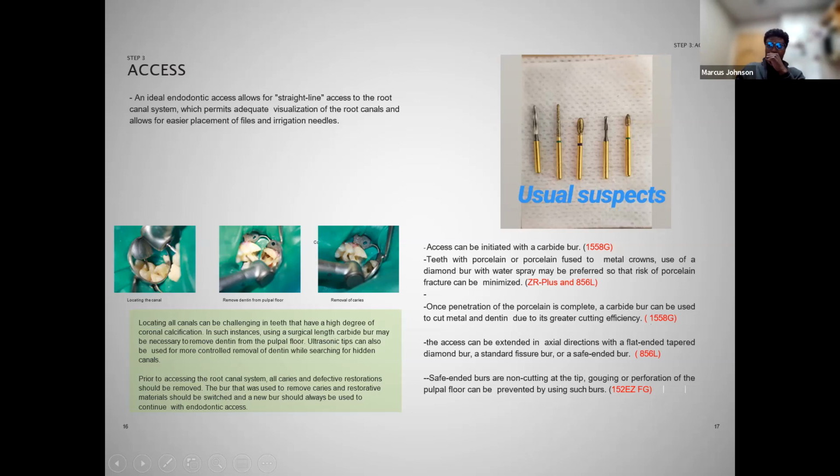Tapered diamond, the 856, is going to help me access in axial directions. And then, of course, every now and then I still may need to use a safe end. I don't use this often. I've developed a nice tactile sensation where I can still respect the natural anatomy and not gouge. But if someone is just starting out, I can't speak highly enough for the 152 EZ-FG. Just think of it as the safe end burr.